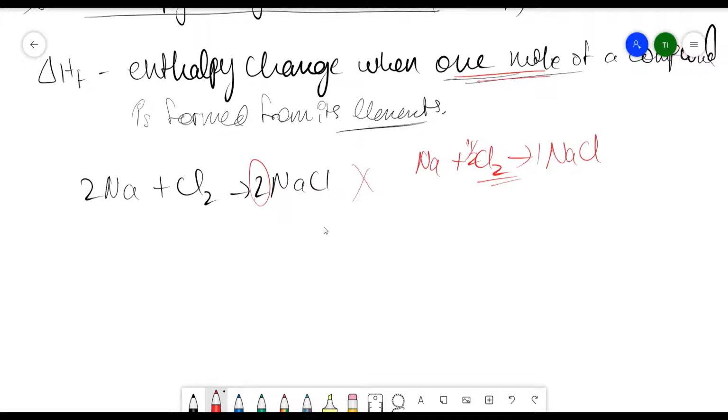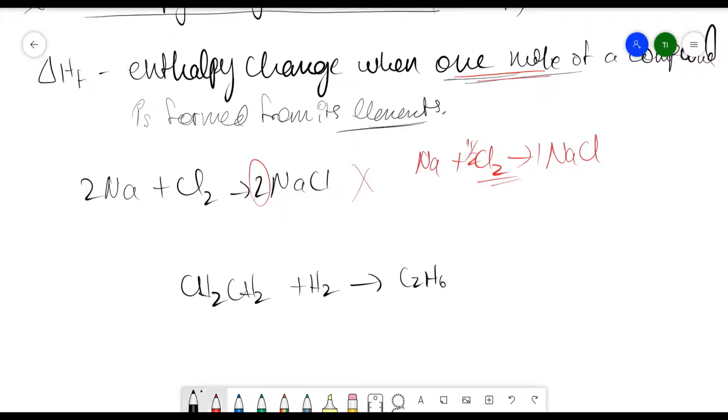Okay. So we have C2H4. No, wait. Let me just write it in black ink. C2H4 plus H2 gives C2H6. Now, is this an example of standard enthalpy change of formation?